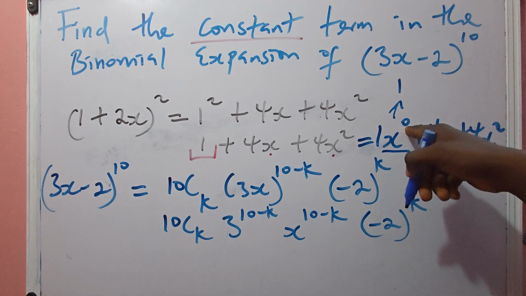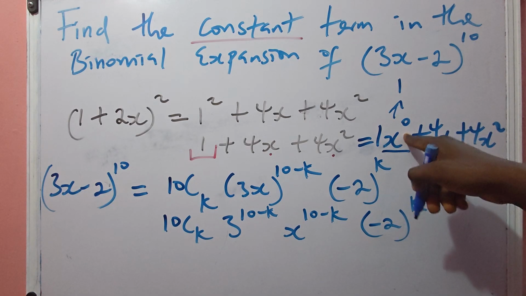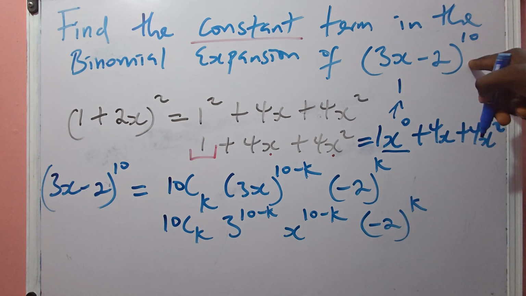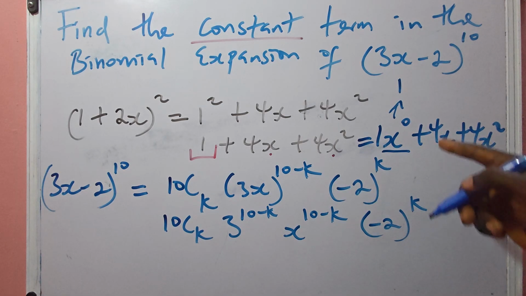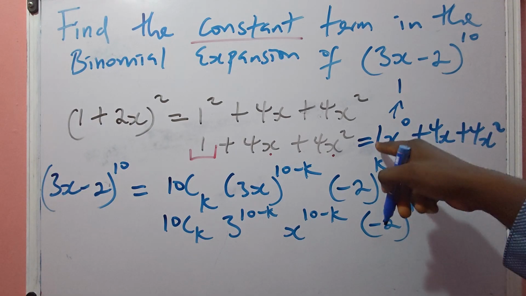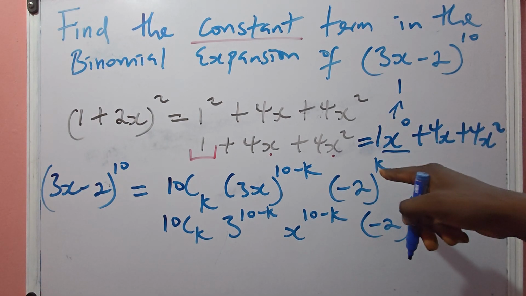The variable will be raised to the power of 0. So you will use this understanding to find a way to get the constant term without needing to expand the whole expression. What you have to do here is simply ask yourself, for you to have x raised to the power 0, of course you'll be getting a constant term.